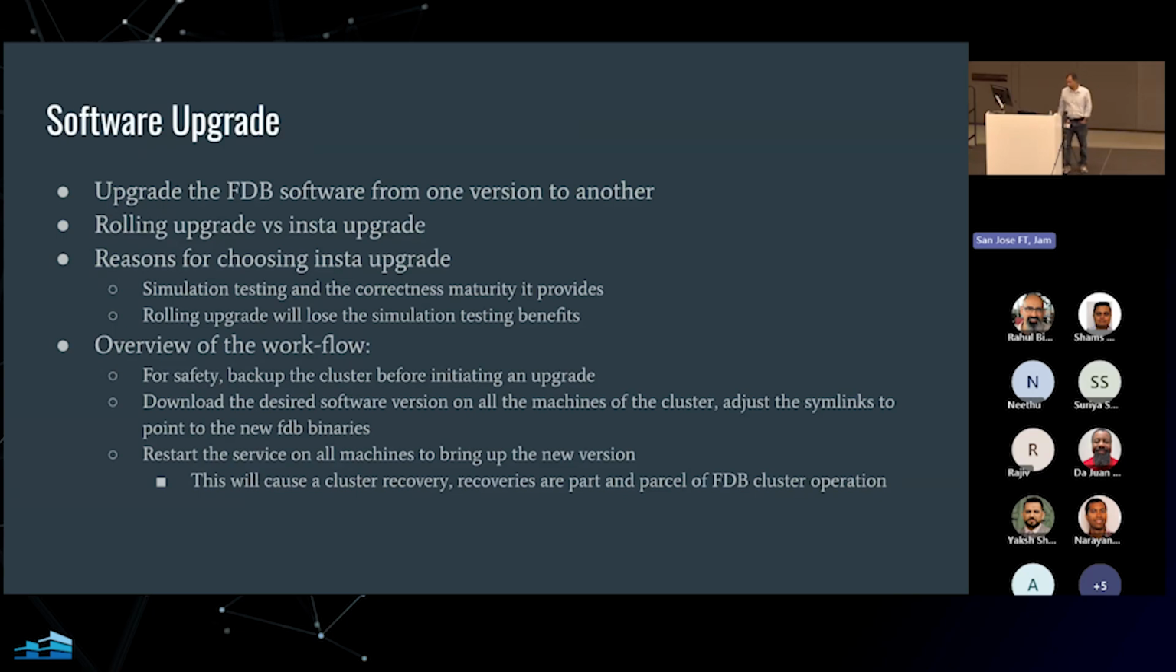So the overview of the workflow is: just for safety, we back up the cluster before we do the upgrade. But after that, we just download the desired version of the software onto each of these machines, have symlinks point to the new binaries, and then we restart the processes on all the machines to point to the new version. This will cause a cluster recovery, and recoveries are part and parcel of FDB cluster operation, and the cluster will come up in the new version.